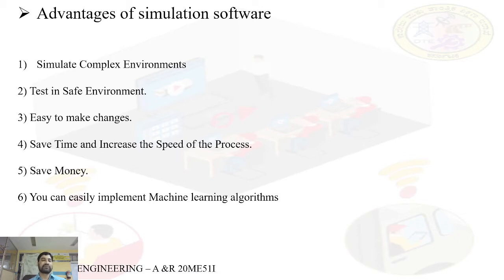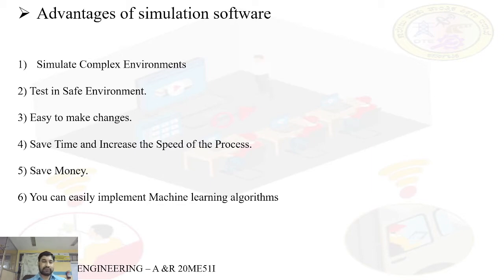Easy to make changes. If the movement is not achieved, it is very easy to change the movement using the simulation software. Similarly, we can save time and increase the speed of the process. Saving time means that without developing a prototype or design, we can check the movement in the simulation software. It usually saves time and money, because we don't need to produce a prototype or actual design. You can also easily implement machine learning algorithms. That is related to the software side.